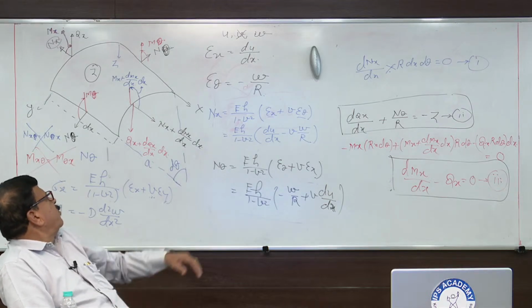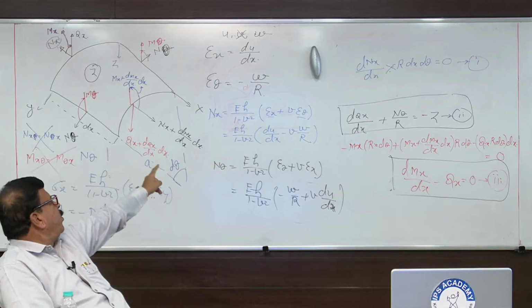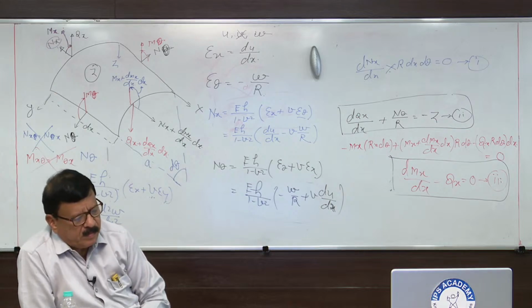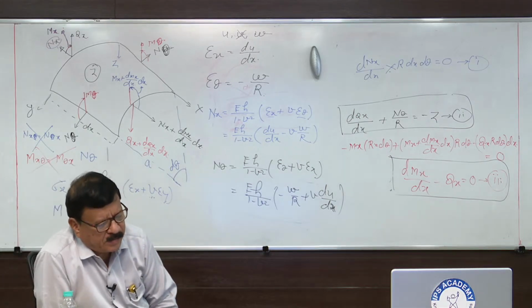Anyway, so you make Nx equal to 0, you will get du upon dx, you put it in the second equation, and give me the value of N theta.